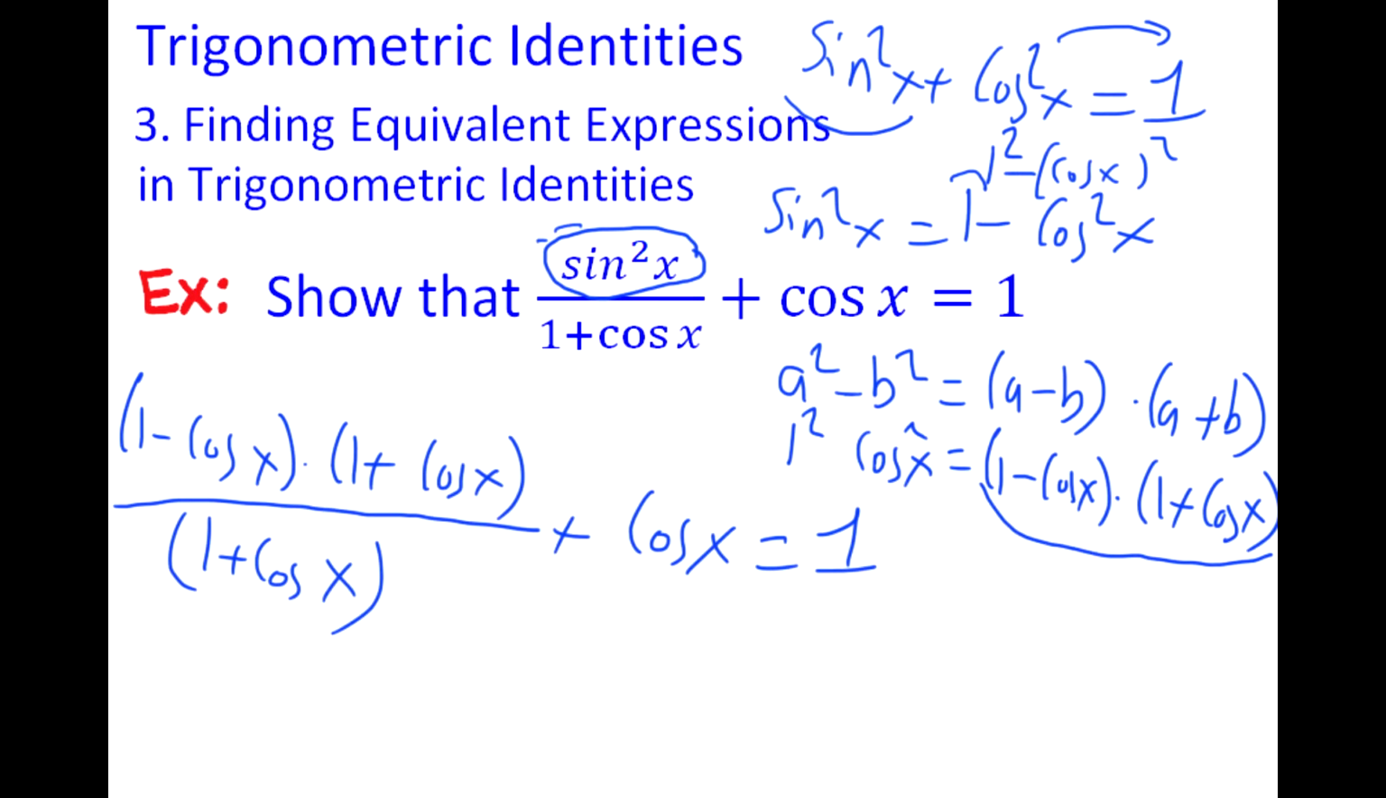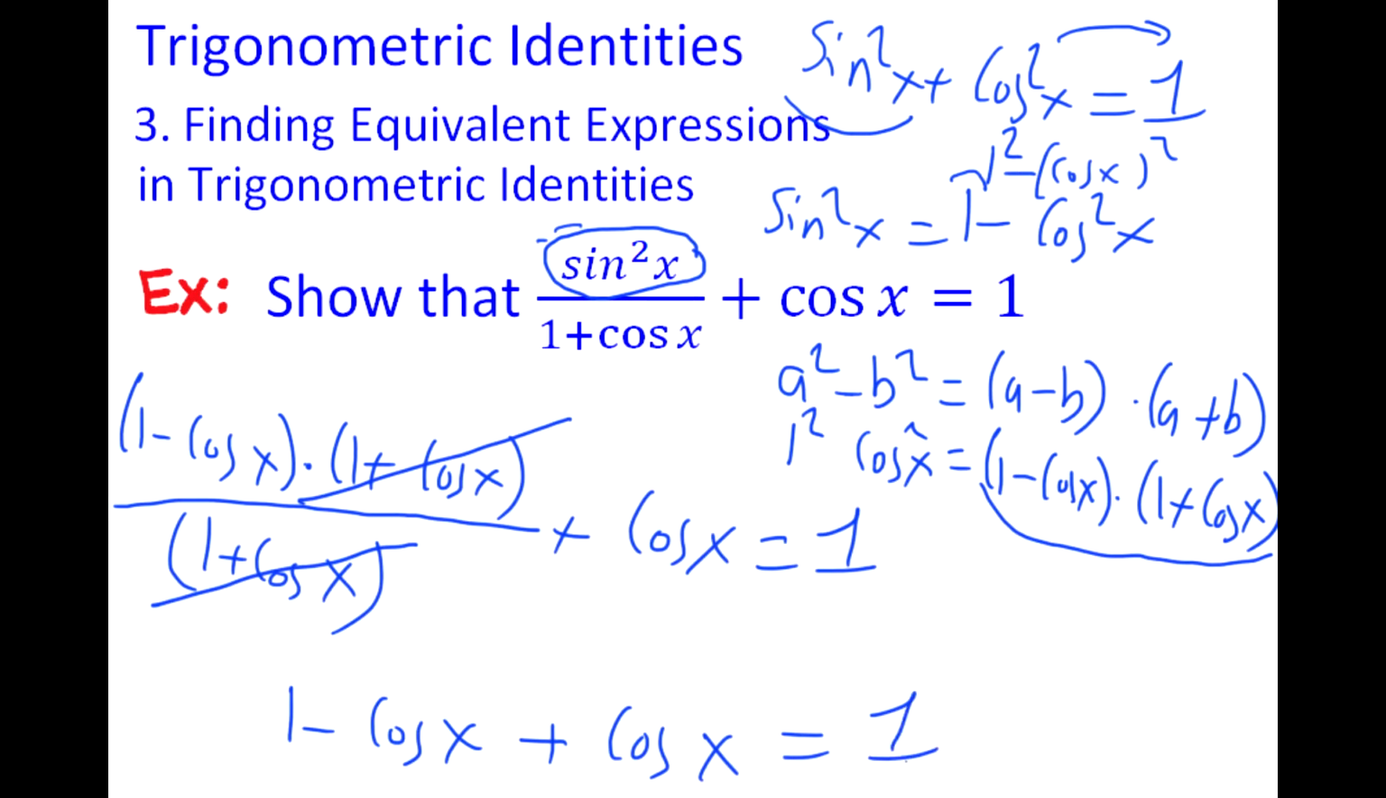I need to prove this. And if you look at this fraction, guys, here I have 1 plus cosine x, and in the denominator I have the same thing. So we can just cross them out, and the leftover is 1 minus cosine x divided by 1, which is the same thing, plus cosine x, and that is equal to 1, guys.